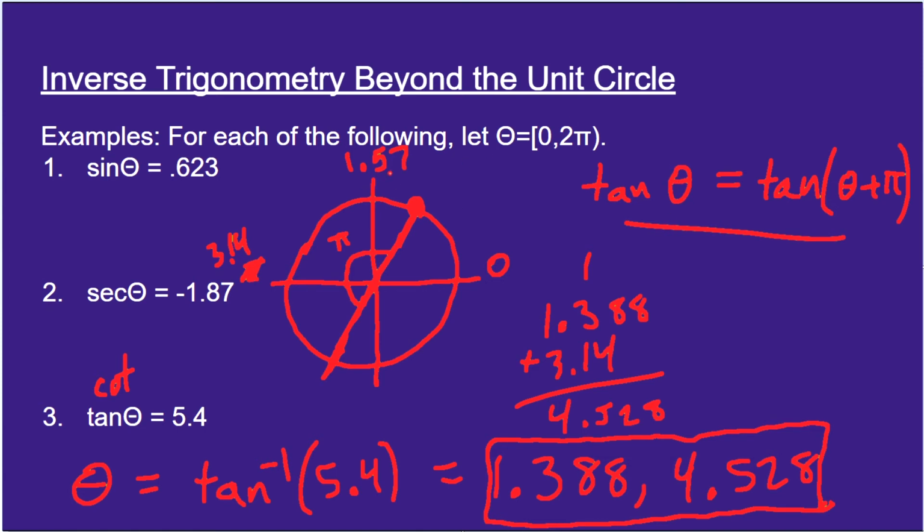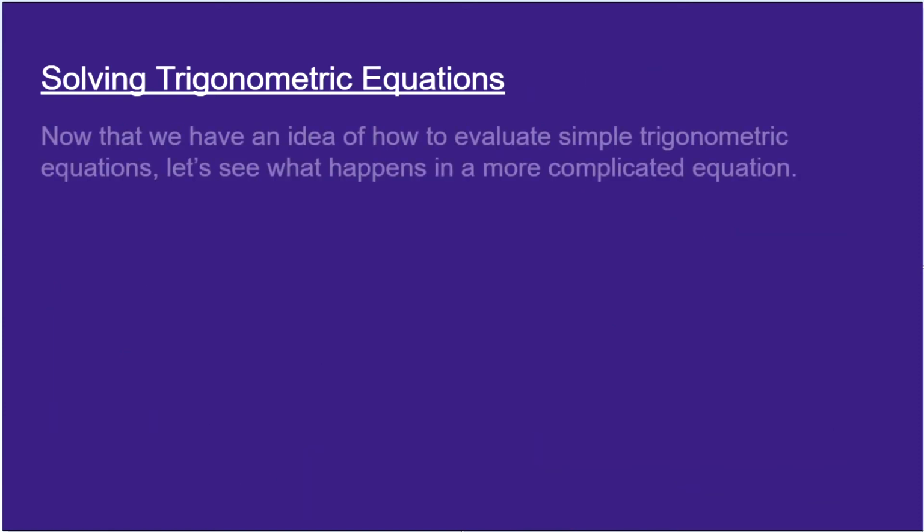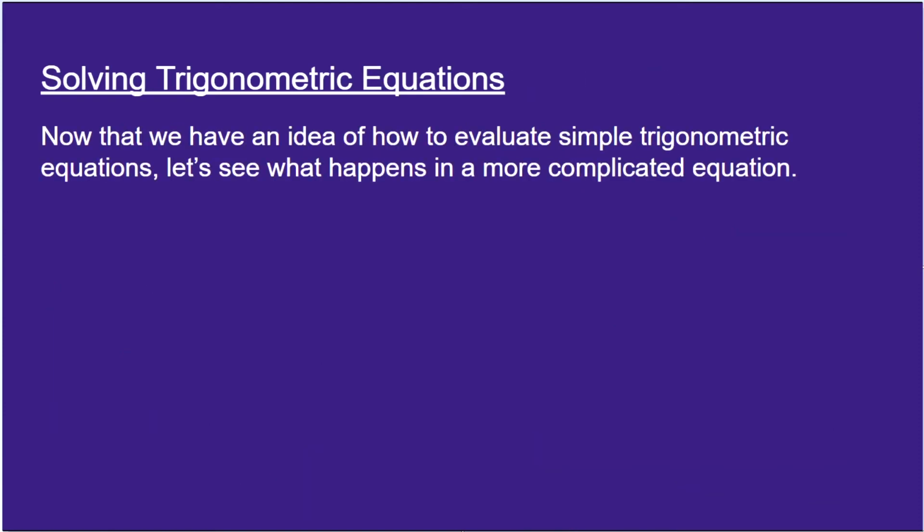Cool. So we're going to go ahead and move forward to the last little bit where we're going to work on solving the final trig equation. Let's get it. So now that we have an idea of how to evaluate the more simple trig equations, let's see what happens in a more complicated equation. For example, the one that we saw before: 3 times cosine of pi over 4 theta plus 5 equals 4.68.